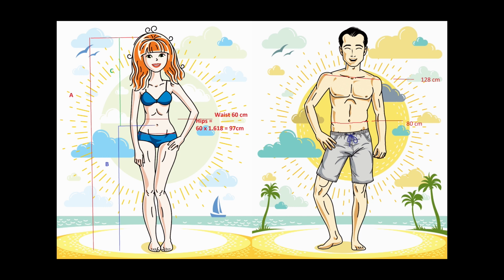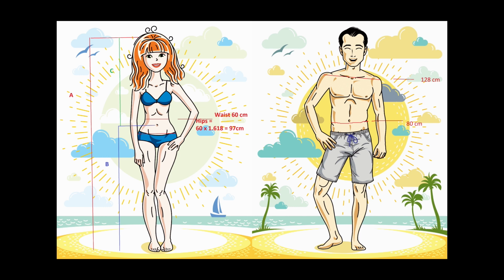Now for a man, what they say for a man, what's aesthetically pleasing, if you times his waist by 1.618, you would get a shoulder length of 128 centimeters. So that's 128 centimeters around where his shoulders are. So that is what's seen as aesthetically pleasing for a man in the golden ratio, to have a waist, which is, if you times your waist by 1.618, you should get the perfect shoulder size.